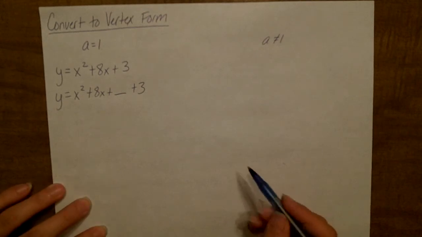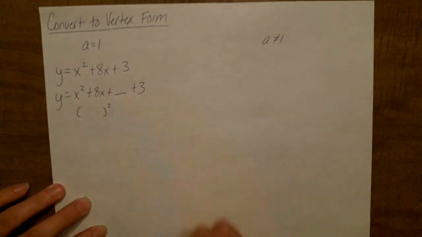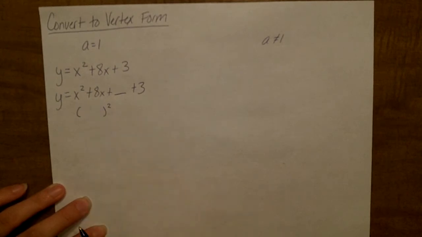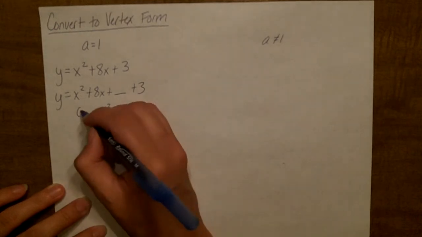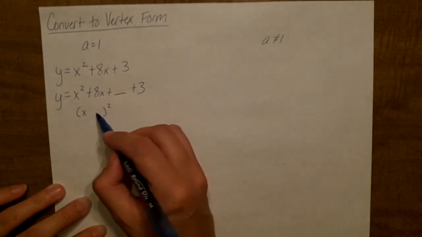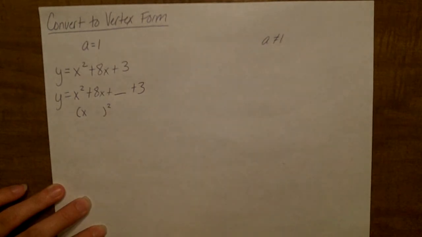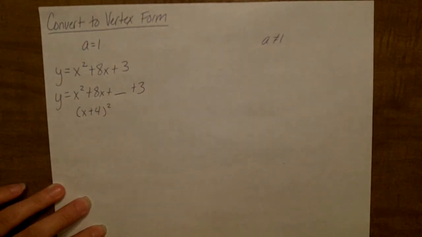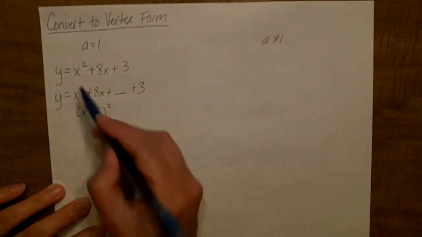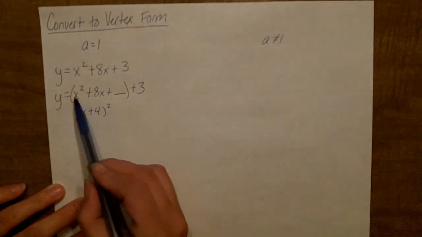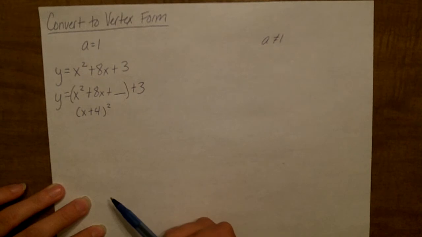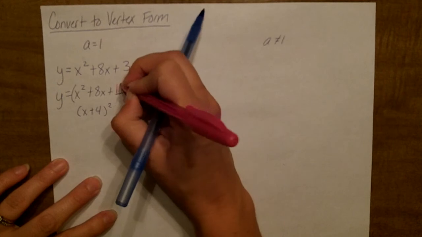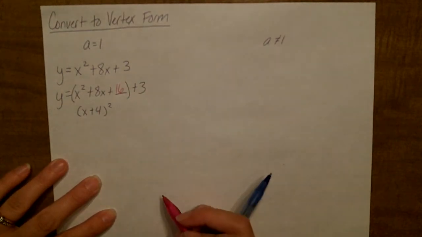Now I need to think about what squared will end up giving me an 8x in the middle. Well, if I think about my pattern from before, I know that whatever number is here ends up being doubled in the middle right there. So I must have this factor to (x + 4)^2. If I want these 3 terms to factor to (x + 4)^2, then in this blank right here, I need a 16. 4 times 4 is 16.